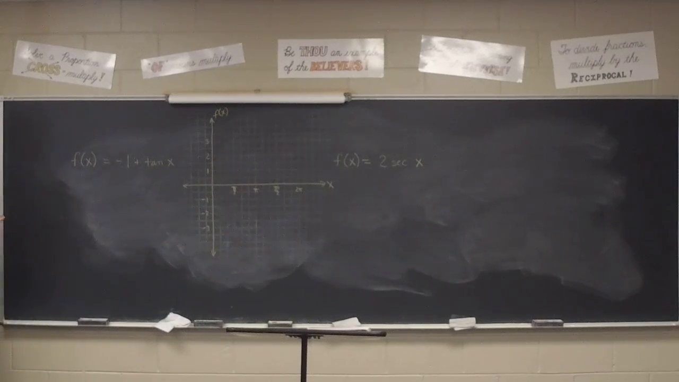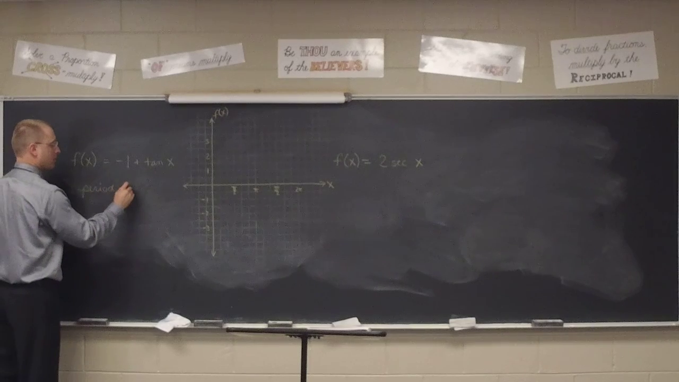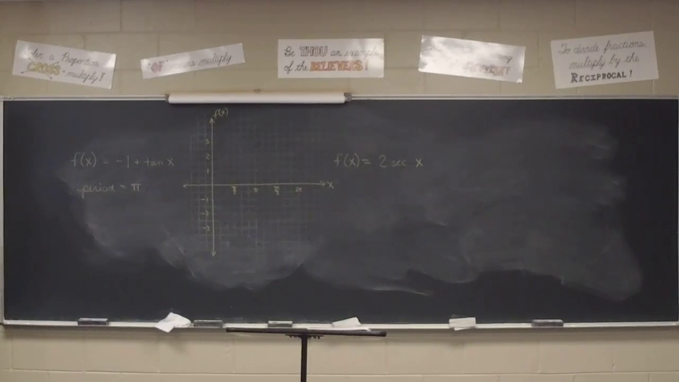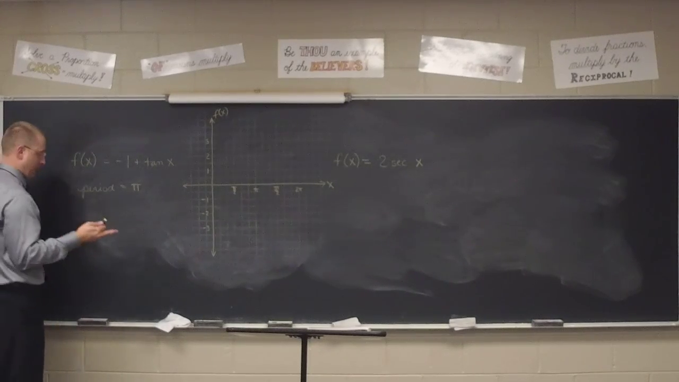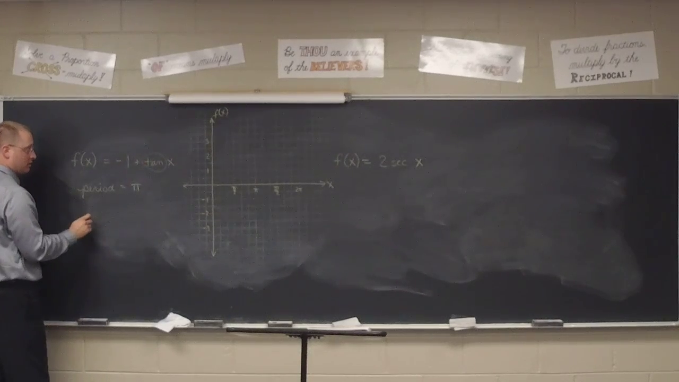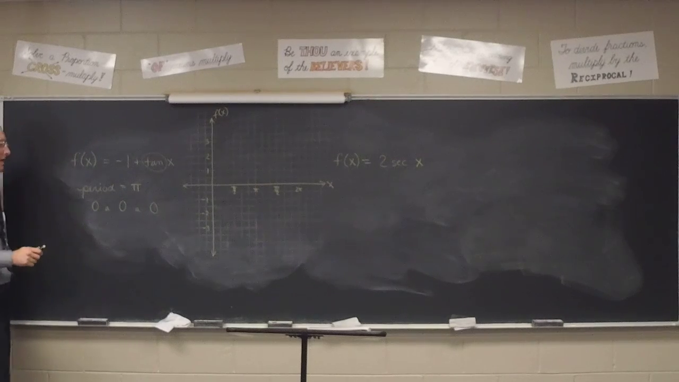For the tangent curve, class, what is the period of tangent? Pi. Pi, which means the entire tangent graph, remember, is done by pi. That said, we generally graph it out to 2 pi. So what are my key points of tangent, class? 0, asymptote, 0, asymptote, 0. Good. 0, asymptote, 0, asymptote, 0.